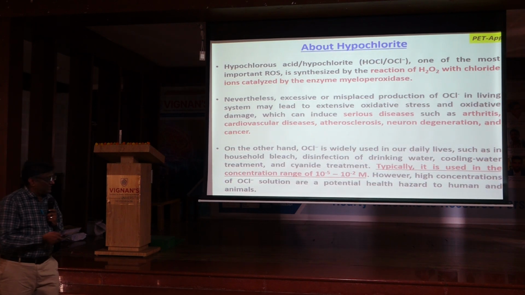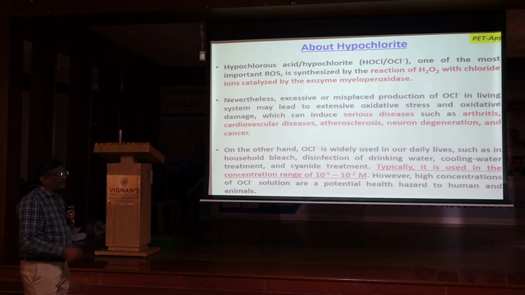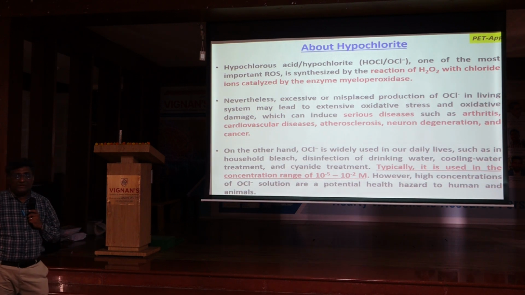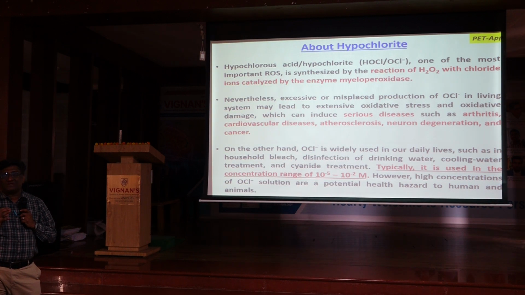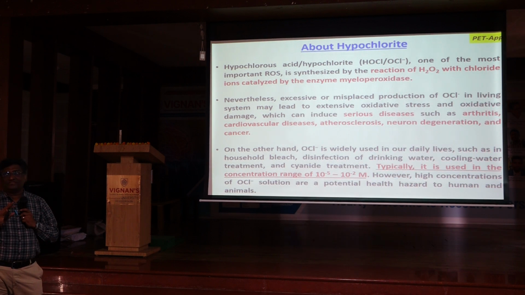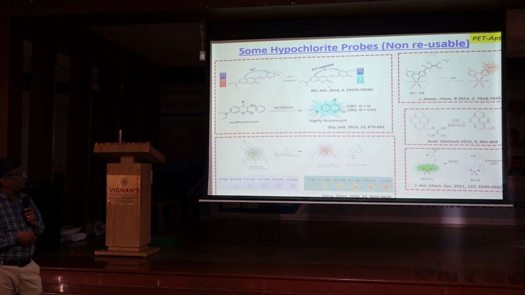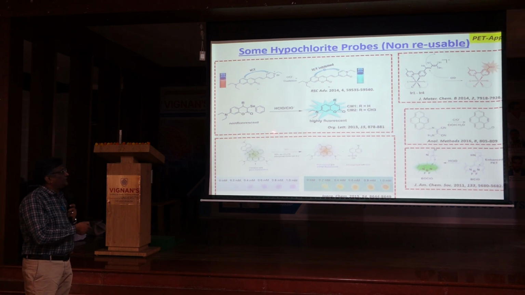So in this case, I don't want to go through the whole text, but what I was trying to say is a reactive oxygen species which is hypochlorite. So I'm taking a normal donor acceptor system and I'm using it for hypochlorite sensing. The concept is very simple, again photo-induced electron transfer. There are different types of hypochlorite sensors available in the literature.